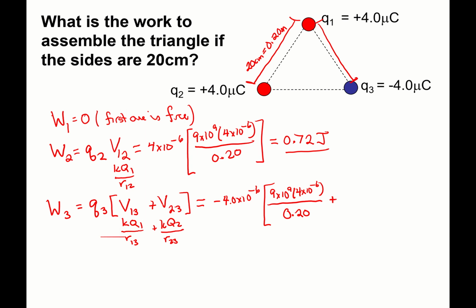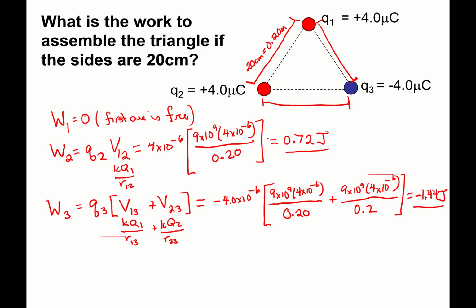This configuration is very symmetrical, so it's made it very easy. Then the potential between 2 and 3 is going to be K, 9 times 10 to the 9, times Q2, 4 times 10 to the minus 6. And again, the distance between 2 and 3, which is going to be the other side of the triangle, again, 0.2. And if I put my numbers in there, I get that work 3 is equal to -1.44 joules.